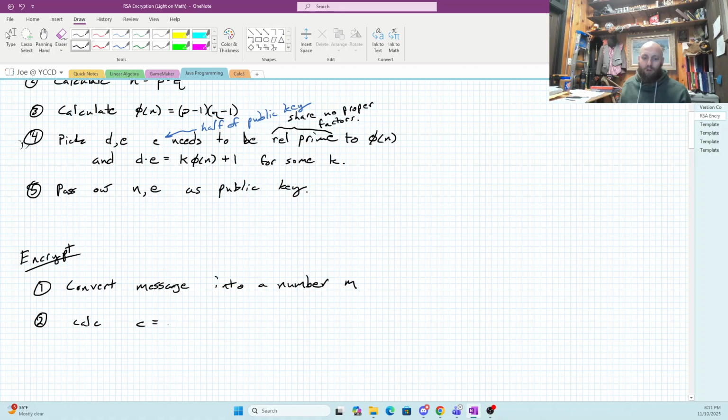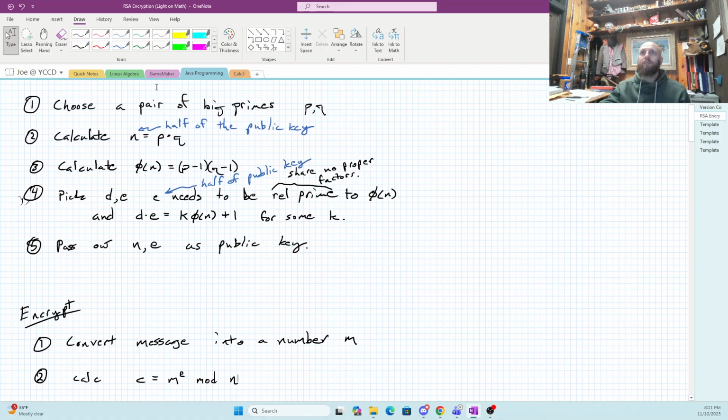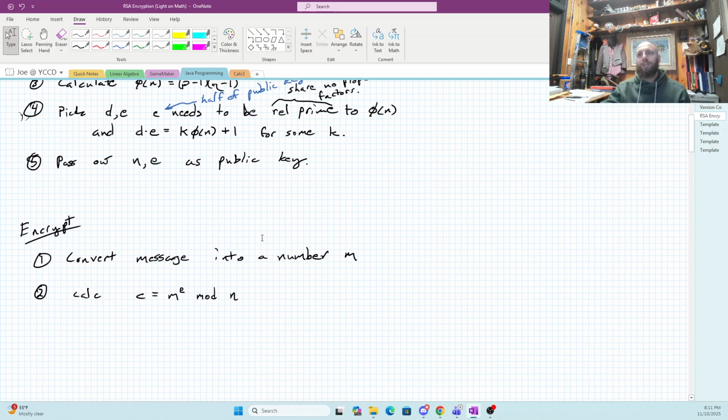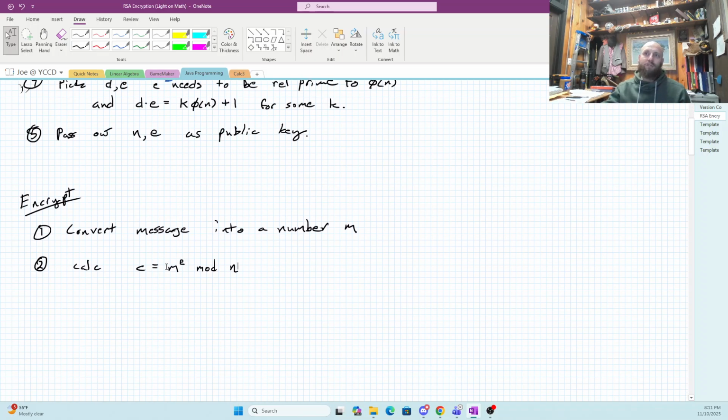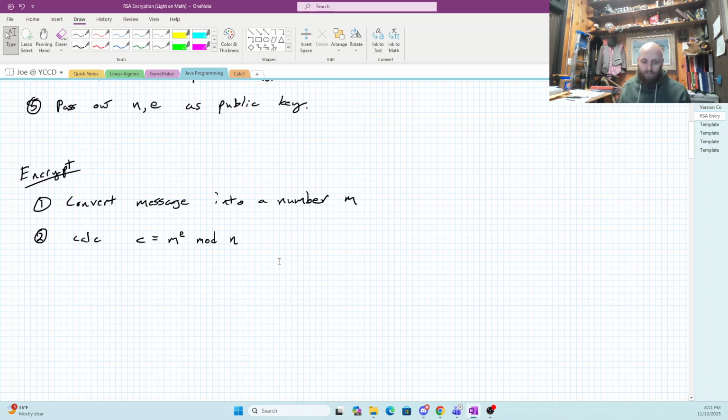C, which is going to equal the message raised to the encryption exponent modulo n. So n, remember, is my p times q. That's one of the things I passed out as my public key, right? Up here. That n there is half my public key. So here they've got their message raised to 1/2 of the public key, and then they've modded it by n, which is the other half of the public key. And then they're going to send C. That's going to be the encrypted version.